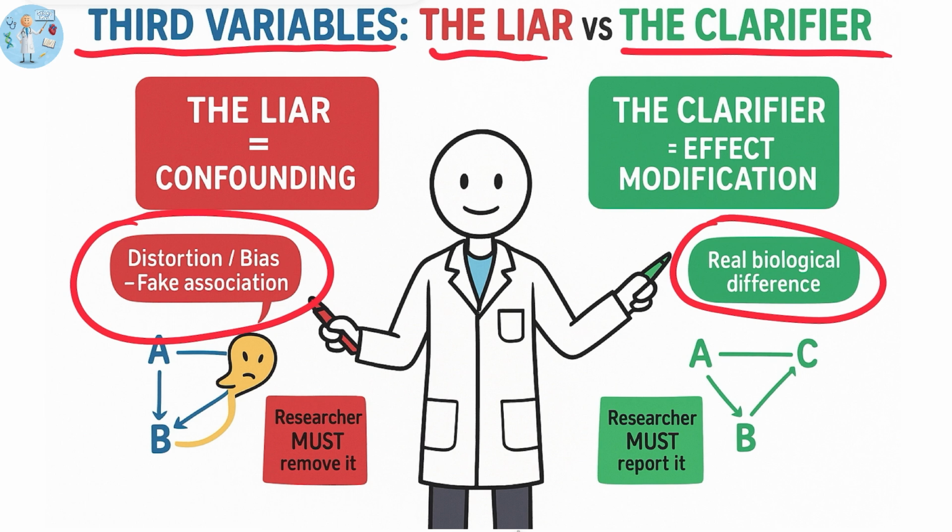So our mission for this deep dive is pretty simple. We want to give you the tool, sort of a gold standard test, to tell the difference between the liar and the clarifier. Okay, so let's start with the one we want to get rid of, the liar. The liar is confounding. And its role is to distort the truth.